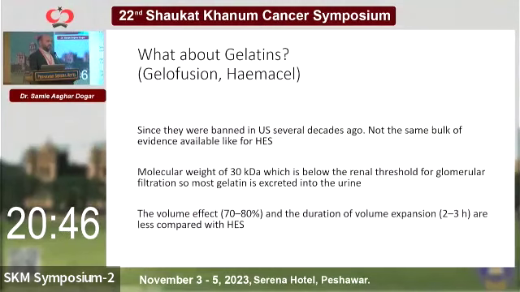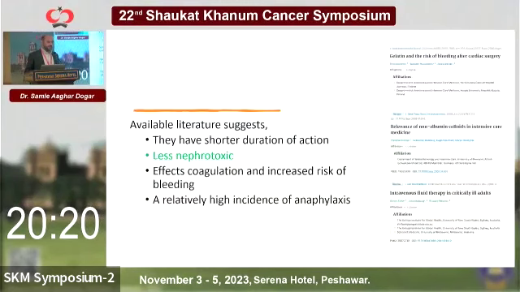What about gelatins? Since gelatins were banned in the US several decades ago, we don't have the same bulk of evidence for gelatins as we have for starches. It's important to note that gelatins have a molecular weight which is much smaller than starches, and the volume effect of gelatin is 70 to 80%, and the duration is 2 to 3 hours, which is also less as compared to starches. All the available literature, although it's quite old, suggests that they have shorter duration of action, they are less nephrotoxic, they affect coagulation, and there is increased risk of bleeding, and they have a relatively high incidence of anaphylaxis.